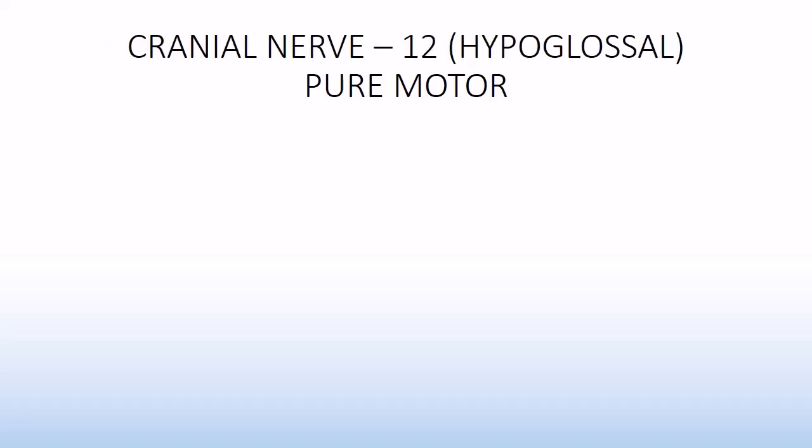Okay, so the last one is the 12th cranial nerve, that is hypoglossal nerve. This is also a pure motor nerve like the 11th cranial nerve. It originates from the medulla oblongata, and it will supply various muscles of the tongue on the same side, like hyoglossus, styloglossus, genioglossus, etc. So the function of this 12th cranial nerve is to help in movement of the tongue and therefore assist in speech and swallowing, and it will also assist in depressing the hyoid bone.